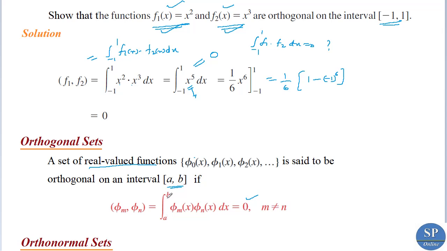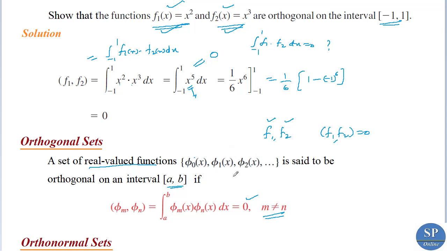That is, the integral from a to b of phi m x times phi n x dx is equal to 0 for m not equal to n. We know two functions f1, f2 are orthogonal if their inner product is equal to 0. That is the orthogonality of two functions.